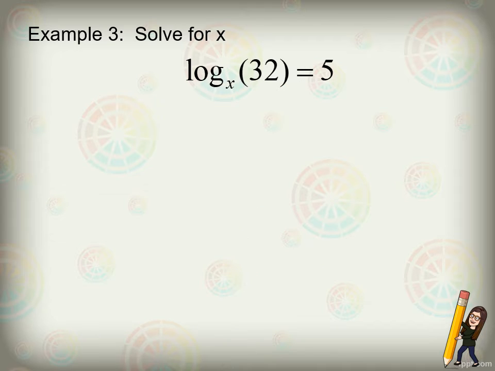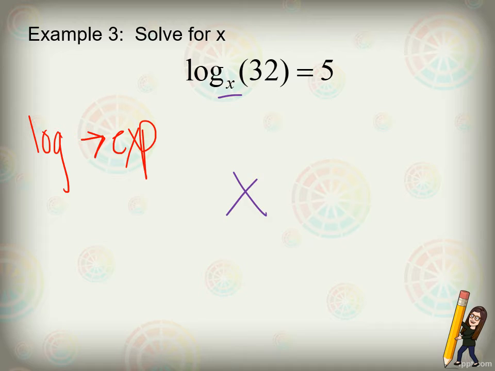Similar look, there's one log. So typically with one log, you're going to convert to exponential. Let's look at my little saying again. The base becomes the base. The answer becomes the exponent. What's remaining becomes the answer.